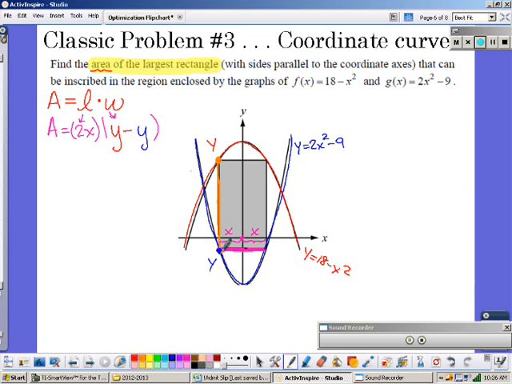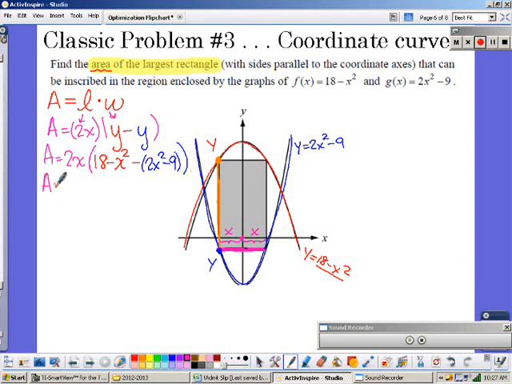Now our general way to write the red y value is using this equation right here. So my red y value is actually 18 minus x squared. Let's fill that in. A equals 2x times the red y value, 18 minus x squared. And our blue y value is the blue equation, 2x squared minus 9. I'm pretty happy because this equation is only in terms of one variable.